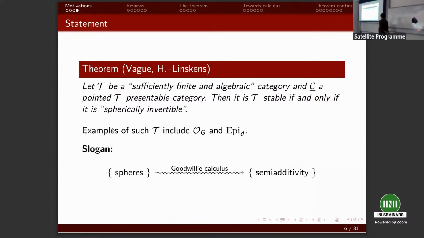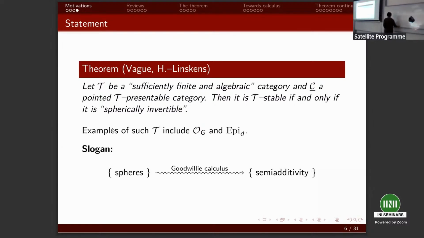And the slogan of this talk that you should remember is that you can use Goodwillie calculus to systematically relate spheres to the notion of semi-additivity. This is sort of how it's supposed to go.